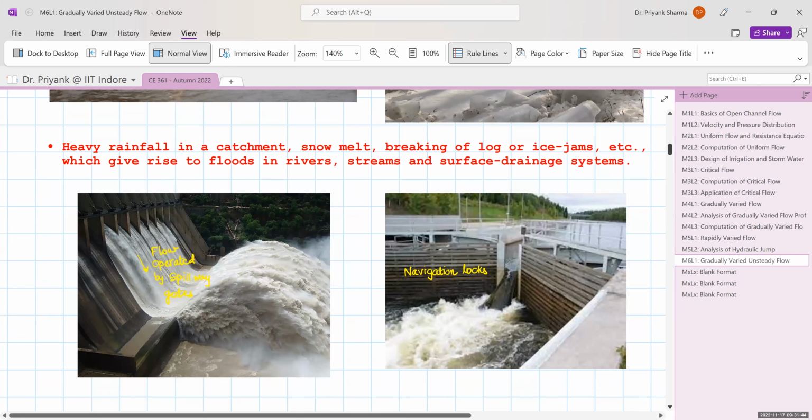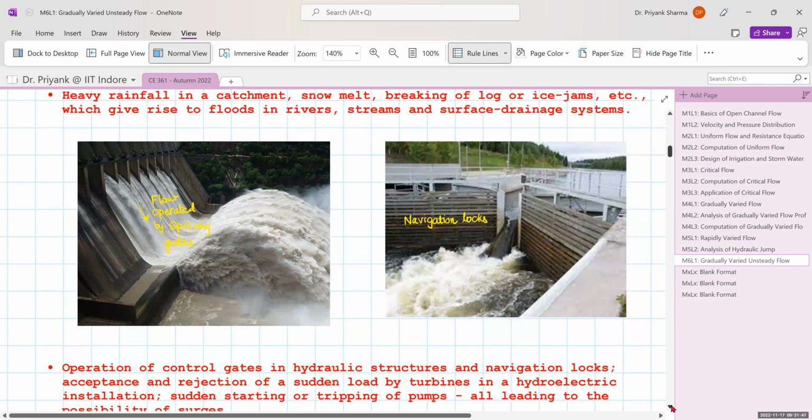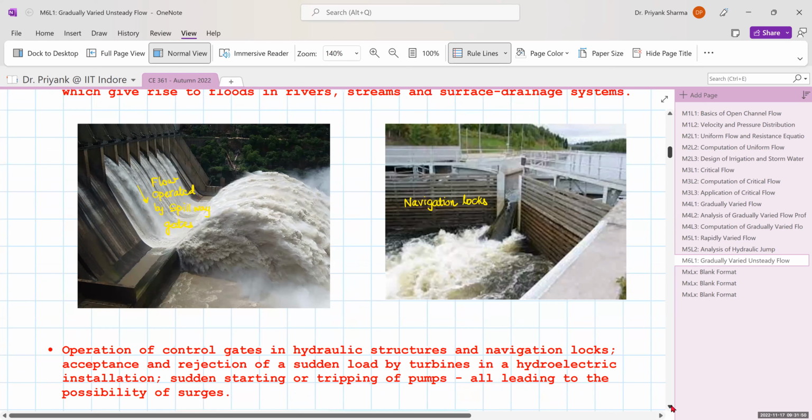Then the next one is flow operated by spillway gates. Here you have a human action, where you plan how much discharge will be operated through the spillway, and that can be planned. Then we have navigation locks. Navigation locks are essentially meant for navigation channels where big vessels like ships cross from one part to another. Some very famous navigation channels are the Panama Canal and the Suez Canal. There you find these navigation locks.